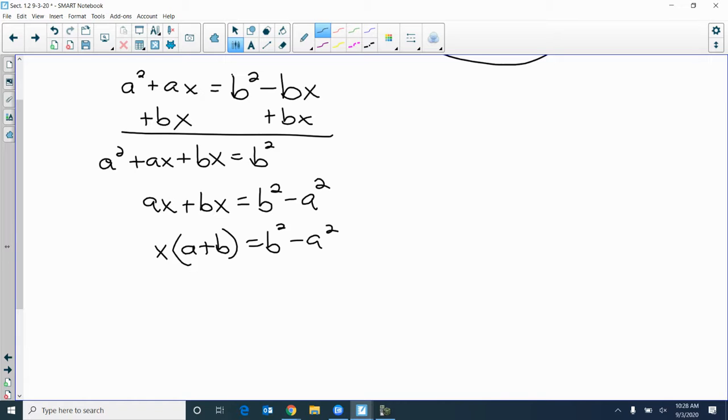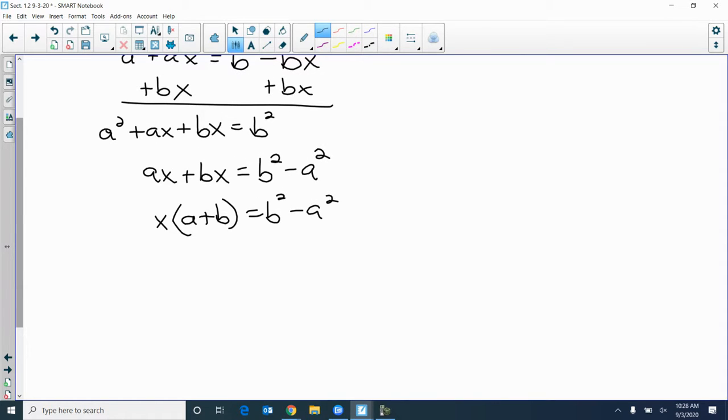Okay? And then the b squared minus a squared is a difference of squares. So I did b minus a times b plus a. All right, you're way ahead of the game. Excellent. I'm going to divide by a plus b first because that's what a lot of people did.